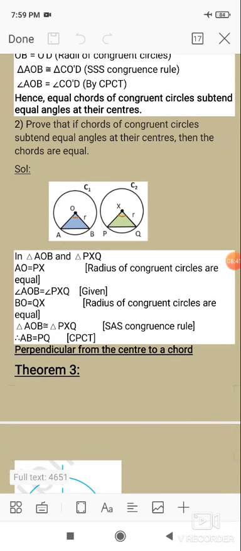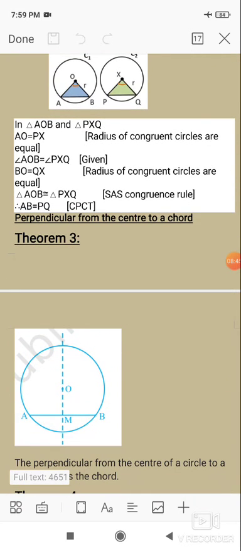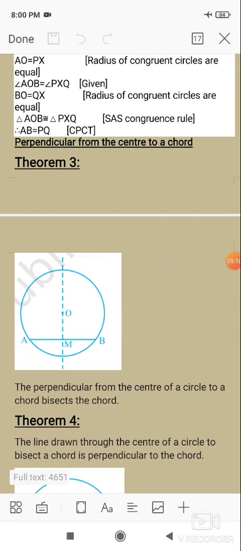Now, the next point, the perpendicular from the center to the chord. Listen carefully. If AB is the chord and from the center we draw a perpendicular to the chord AB, OM perpendicular to AB, our property is that the perpendicular from the center to the chord bisects the chord. That means when we draw OM perpendicular to AB, AM is equal to BM.